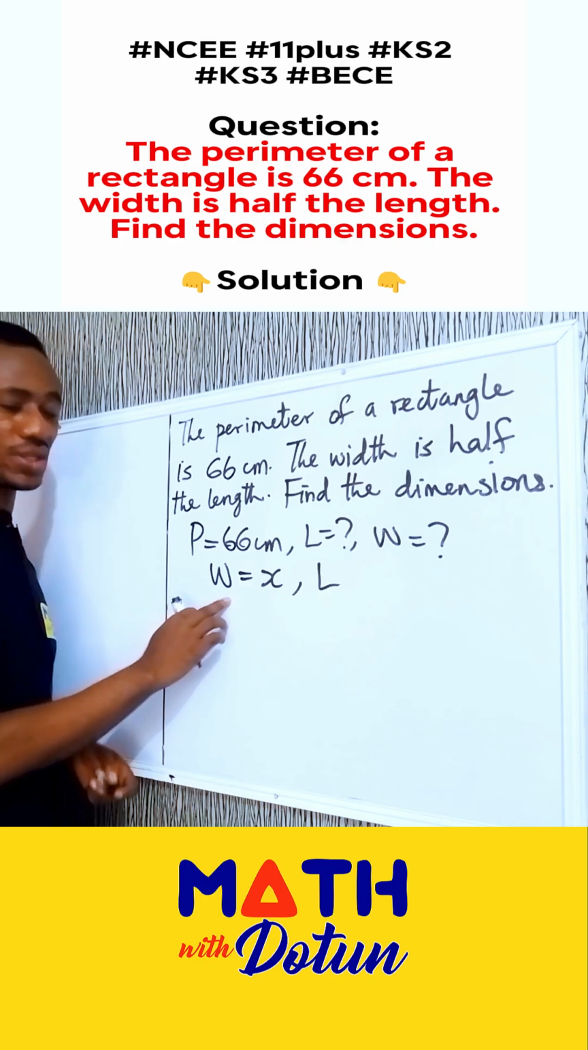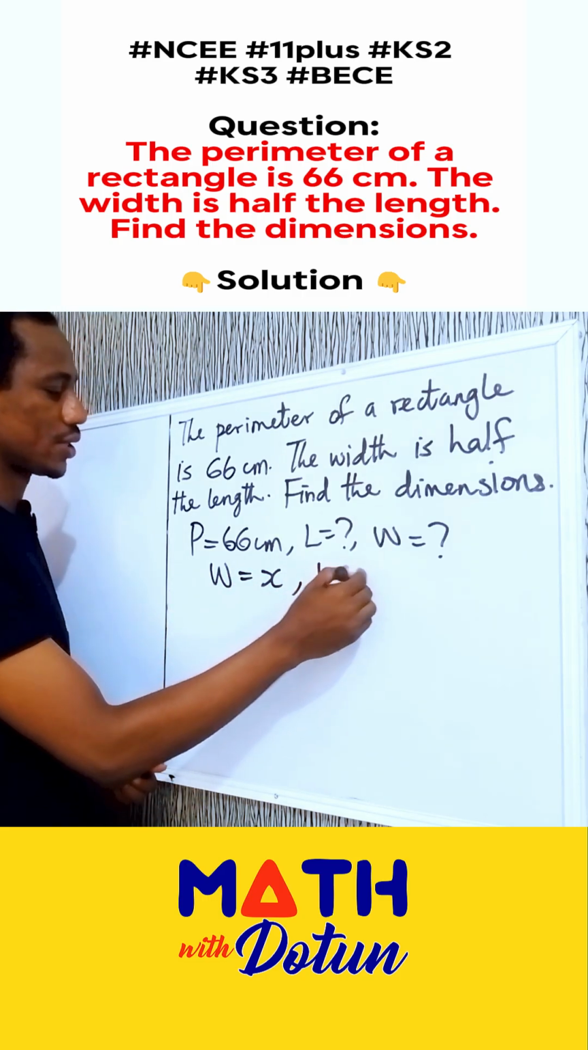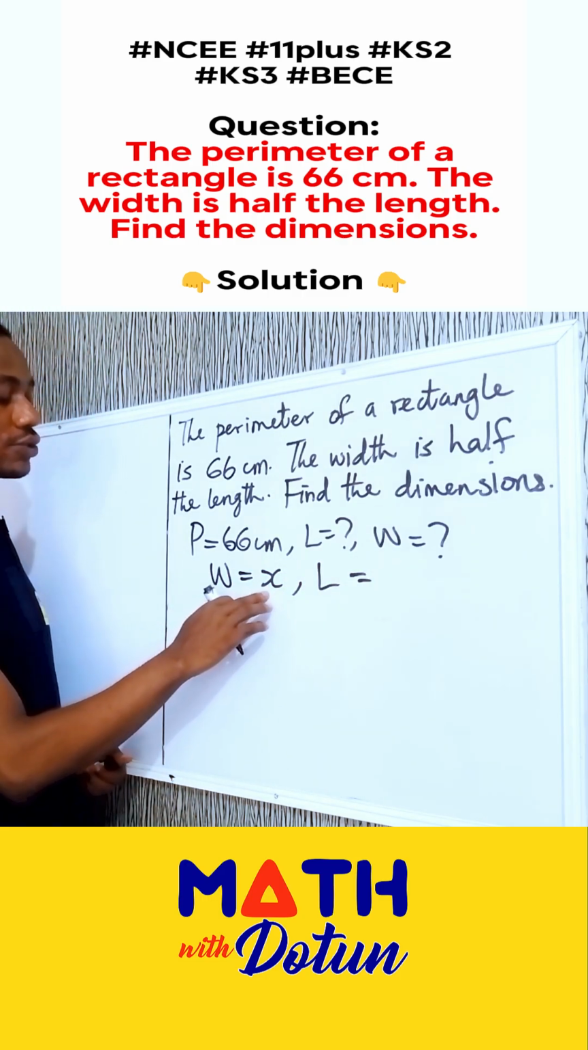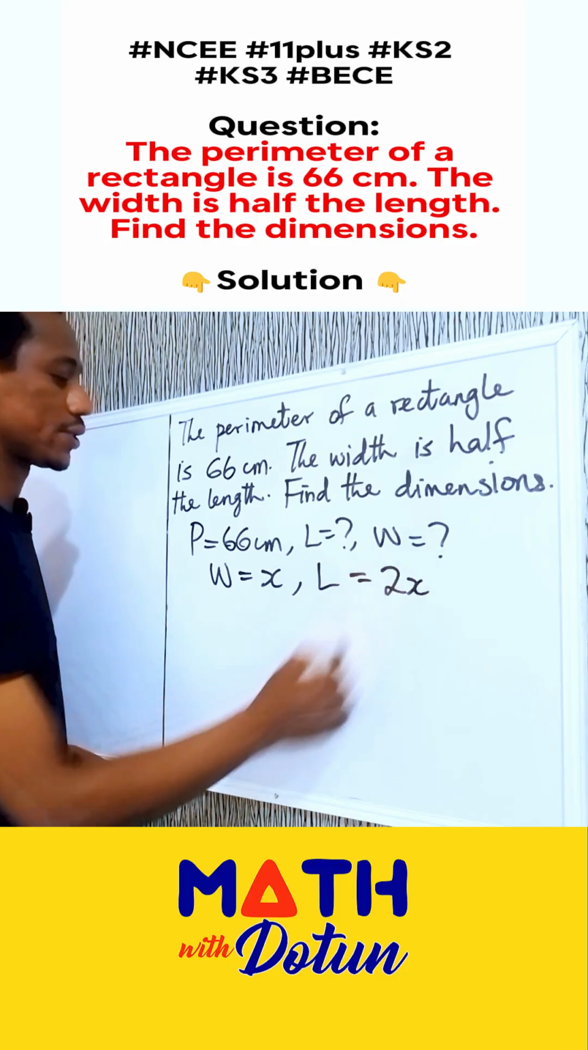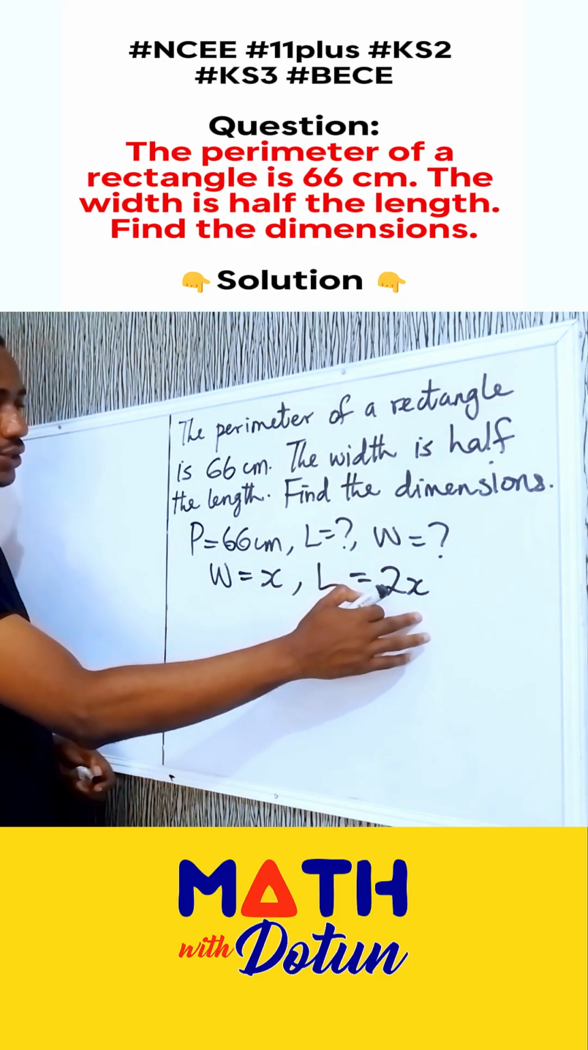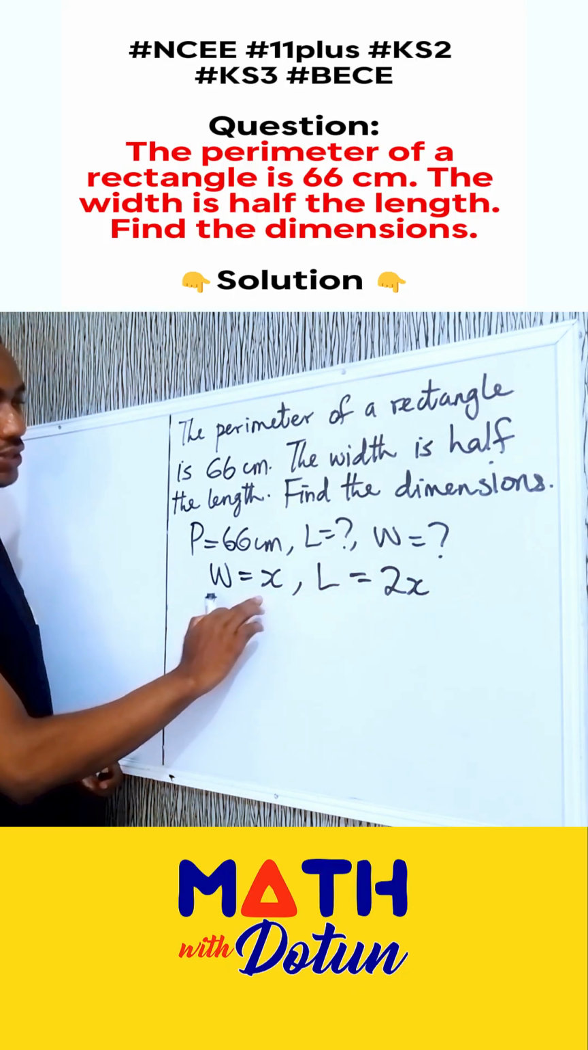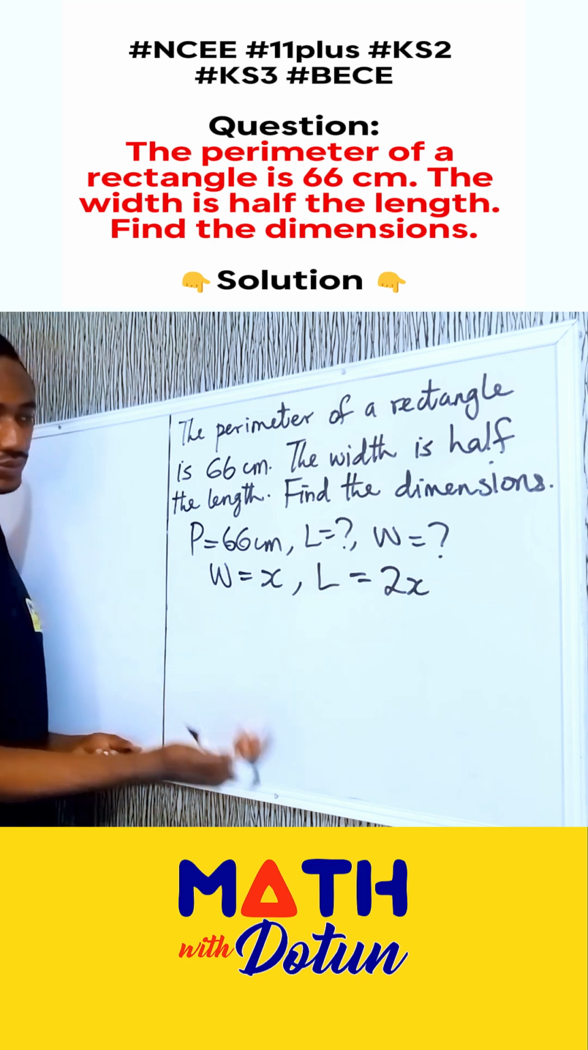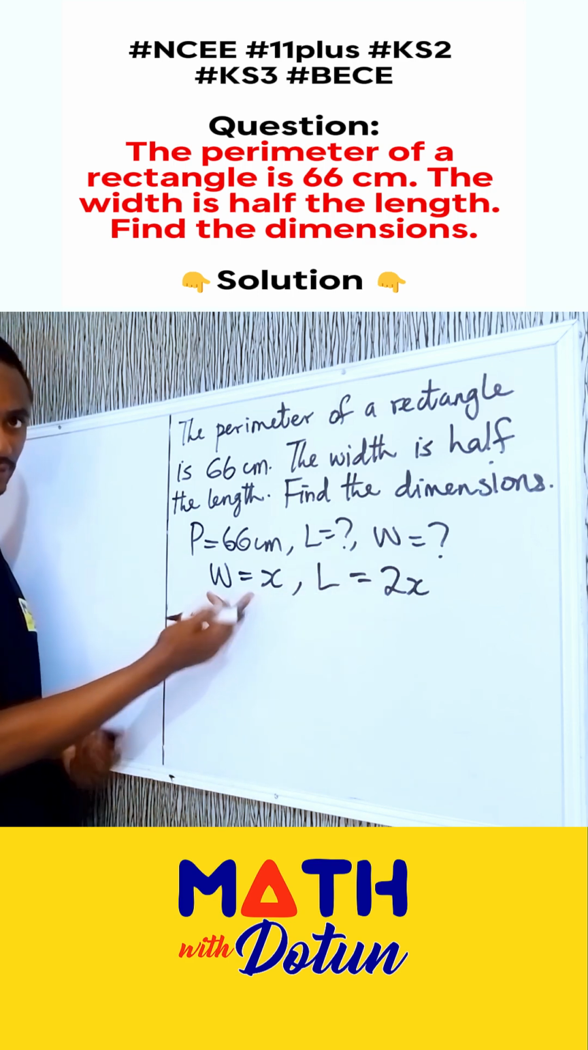we know that the width is half of the length. So that means the length will be twice of this, double of this, all right? So that will be 2x. And if you look at this, x is half of 2x, right? So divide this by 2, you should have x.